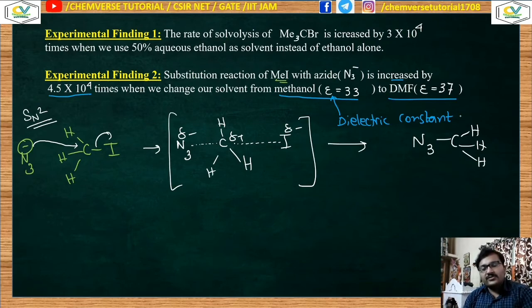Higher the dielectric constant value, higher will be the polarity of the solvent. Now if you compare these two values, this has the value of 33 and this is 37. Although DMF is more polar, the polarity is more or less similar. So they will have very close polarity difference. But the matter is that the rate is increased to such an extent. So the basic factor is not the polarity.